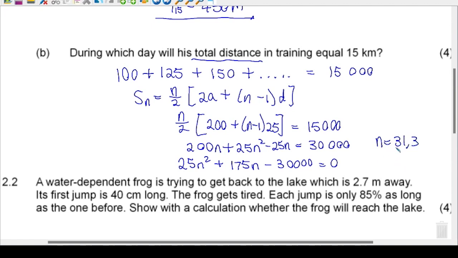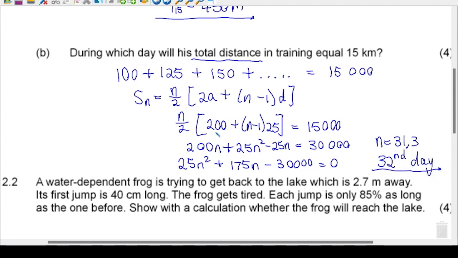Now, it's not possible to be 31.3 days. On the 31st, after 31 days, he would have swum less than 15,000. And after 32, he will have swum more than 15,000. So he swims 15,000 sometime on the 32nd day. So the answer is the 32nd day.